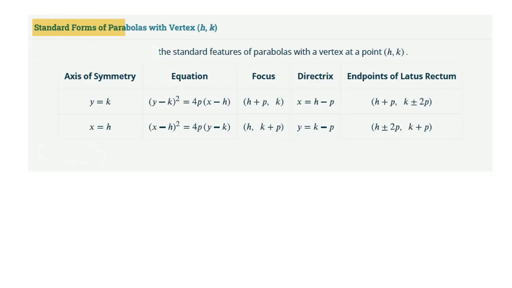Now we have the standard form of parabolas with the vertex at (h, k) and not at the origin. If the axis of symmetry is y equals k, the equation is (y minus k) squared equals 4p times (x minus h), then the focus is (h plus p, k), the directrix is x equals h minus p, etc. If the axis of symmetry is x equals h, then we have (x minus h) squared equals 4p times (y minus k), and the focus is (h, k plus p), and the directrix is y equals k minus p.